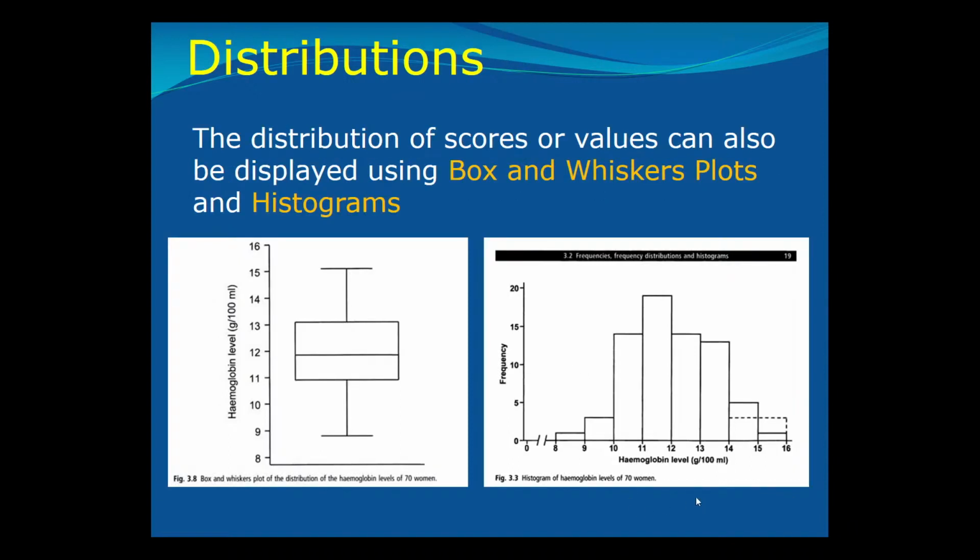The distribution of scores or values can also be displayed using box and whiskers plot and histograms. Later we will discuss how to interpret box and whiskers plot. In the histogram, on this slide you see an example of a histogram of hemoglobin levels of 70 different women.